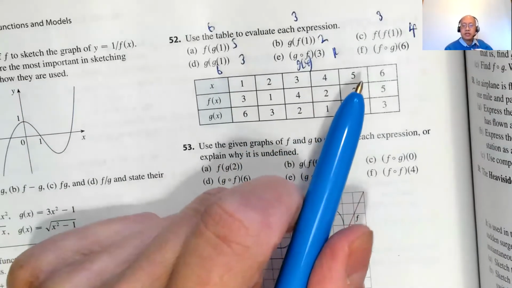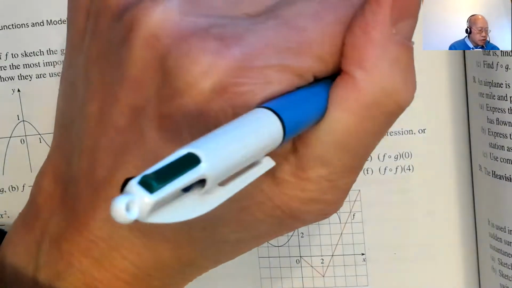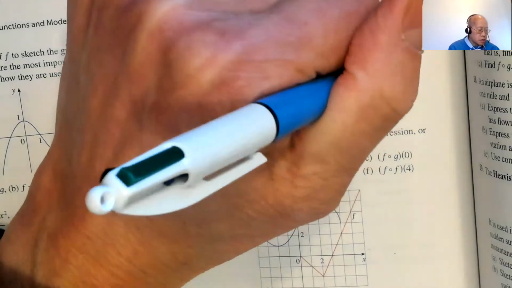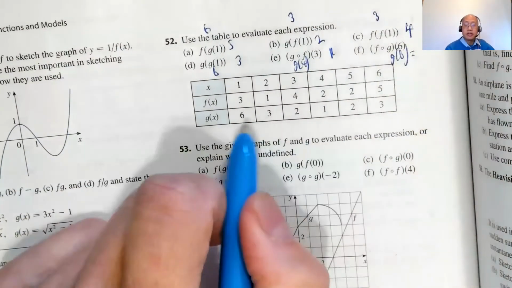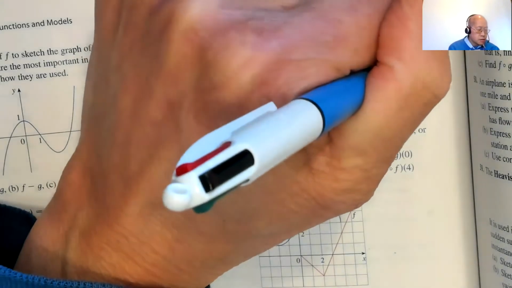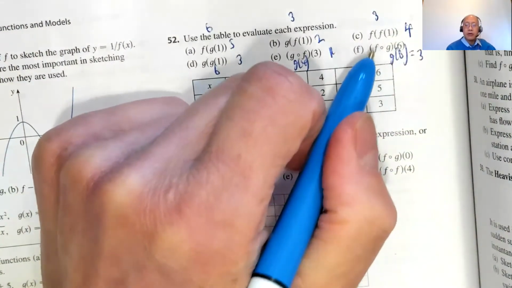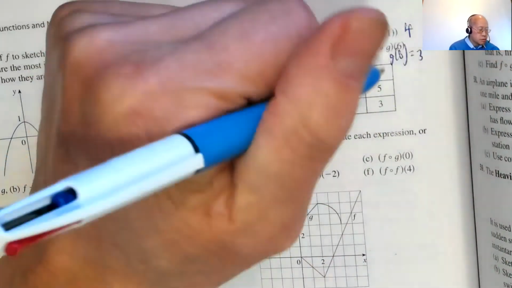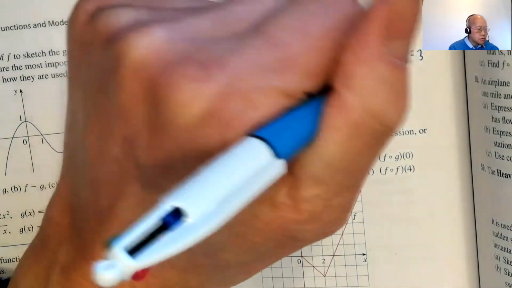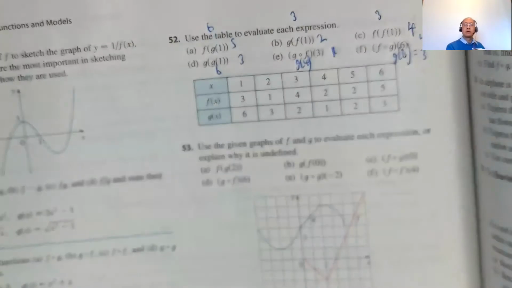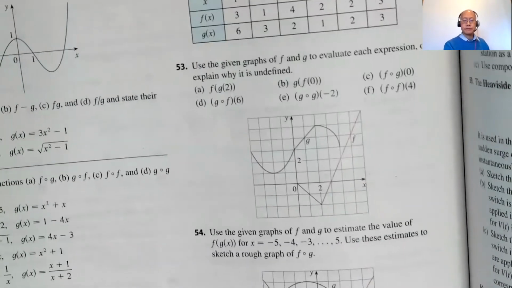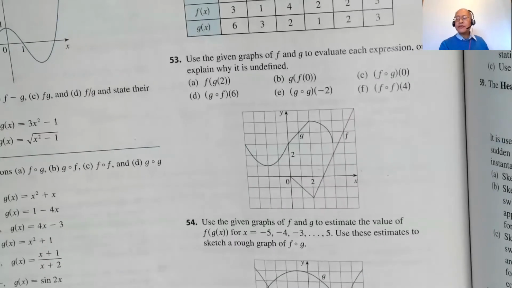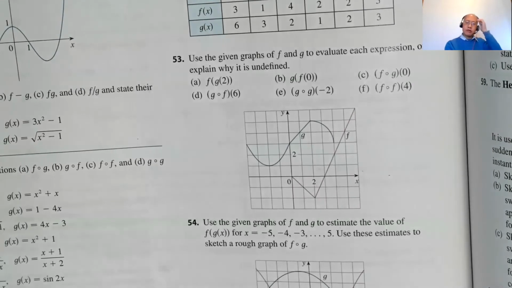Then f circle g of 6. First I want g of 6. So how much is g of 6? 3. And now I want f of 3. F of 3, 4. Okay. And then 53 is pretty much the same thing, only they give you a graph.